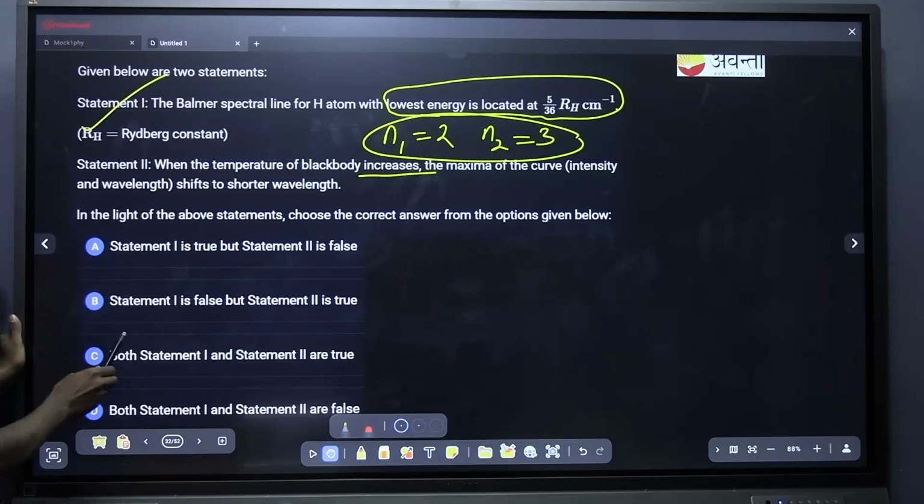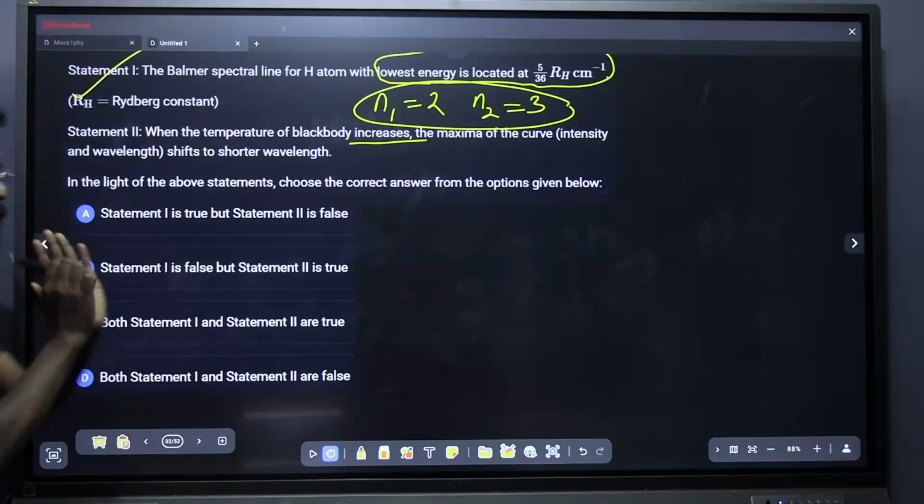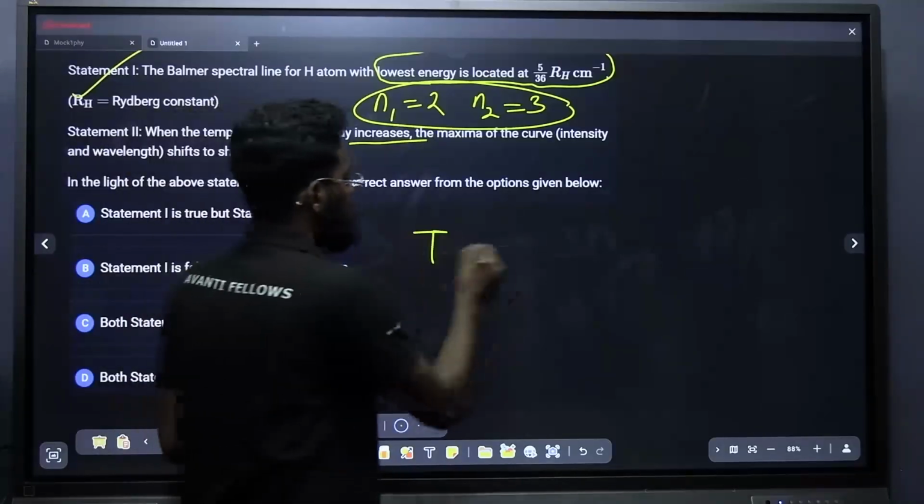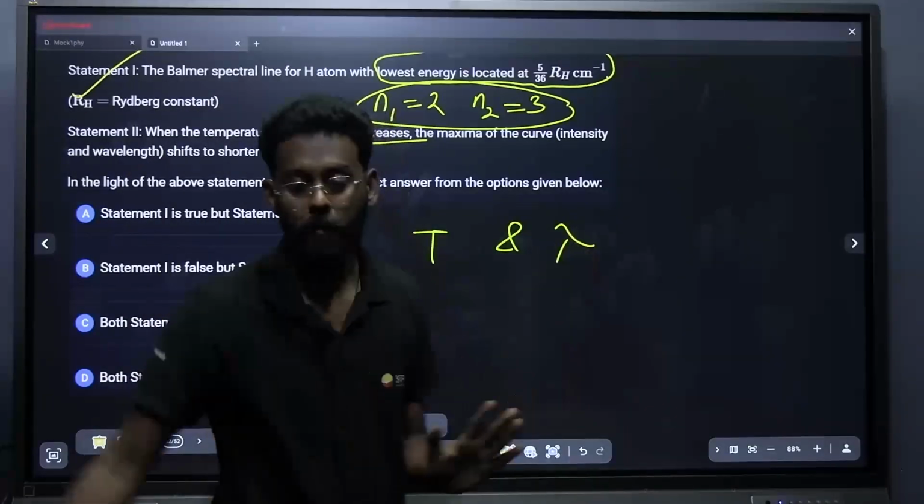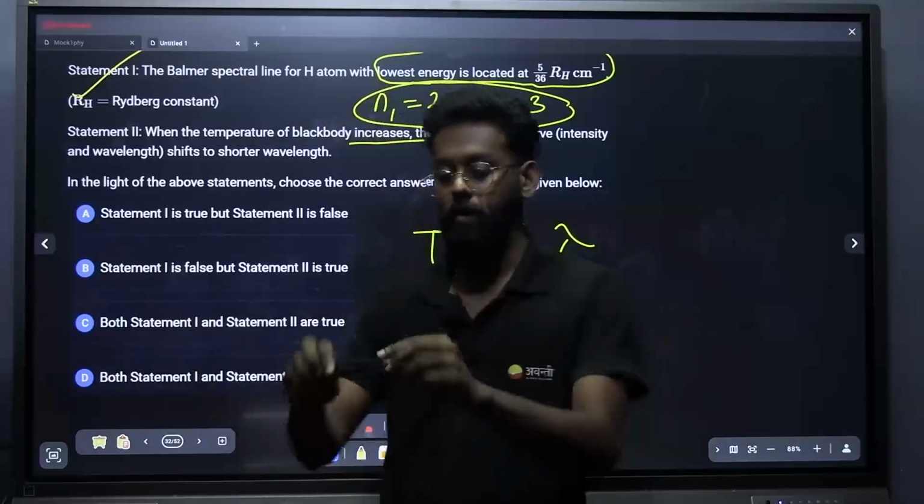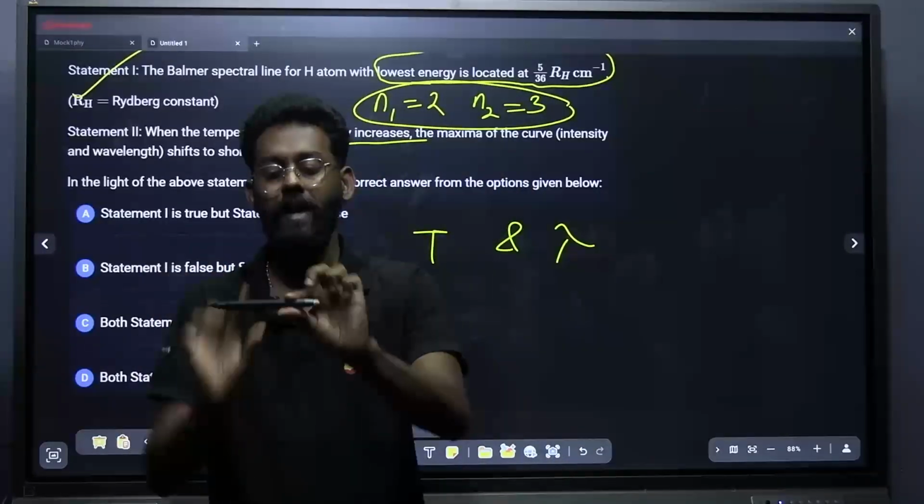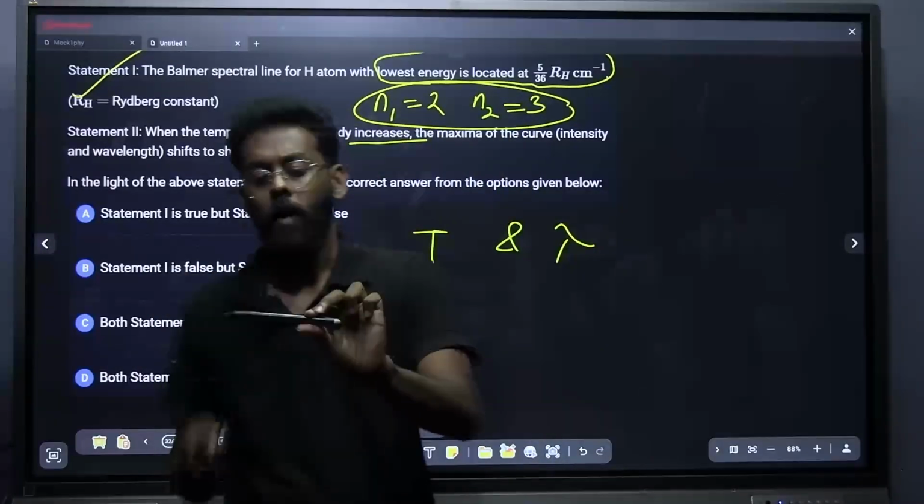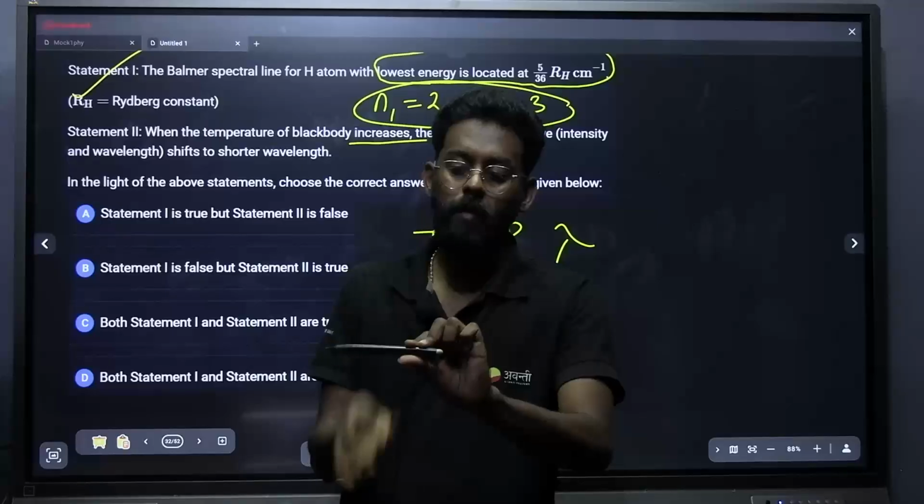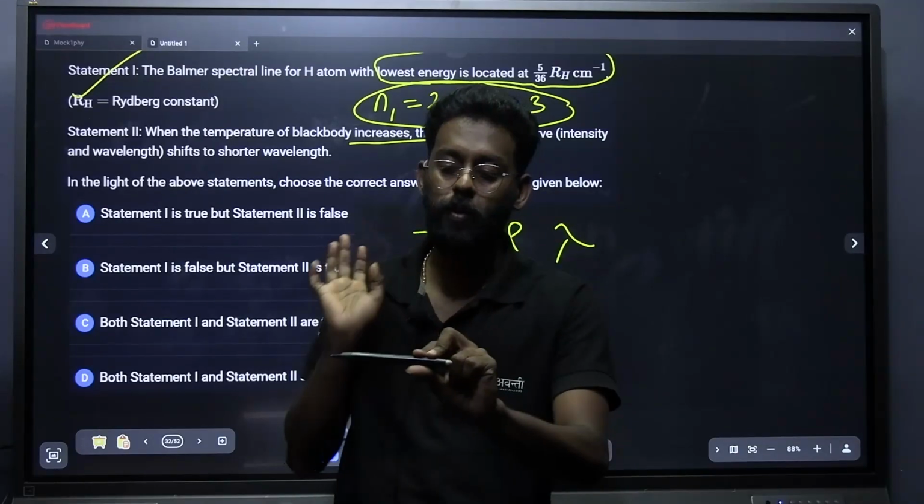Yeah, what about black body radiation? That I will tell you. I will tell you the relation between temperature and wavelength of a black body. I am taking a black body. Suppose this is my black body. Let's suppose this is an iron rod. I am going to heat this iron rod. When I am heating this iron rod, what is the color that you can see?